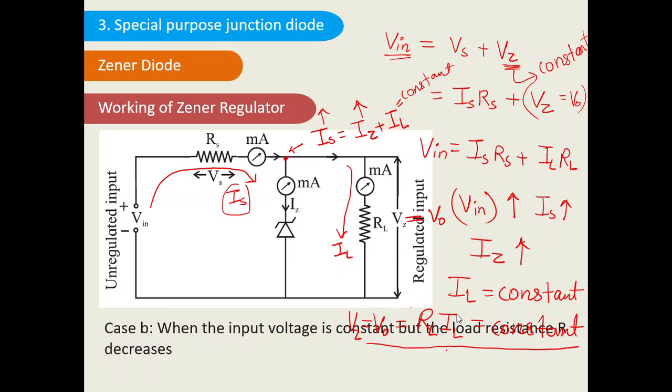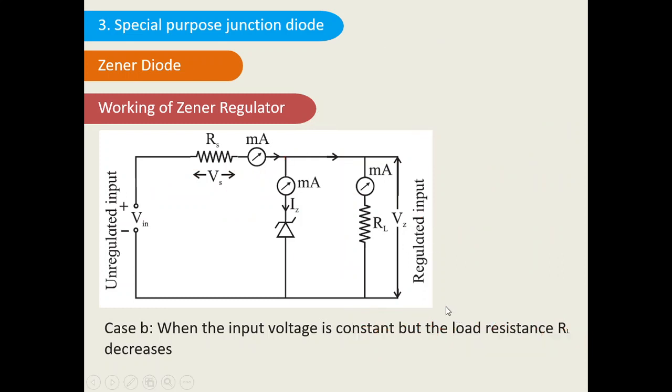I'm moving to the next part, case B. Again, the same thing, but we are going to learn it in equation format. The input voltage is constant, but the load resistance RL is decreasing. So if RL is decreasing, what is going to happen? Again, the same equation: Vin is equal to Vs plus Vz, or Vz you can say is Vo, which is IL RL, and that value will remain constant.